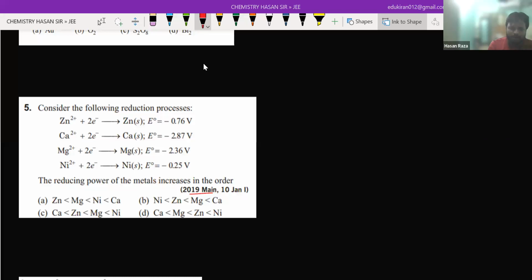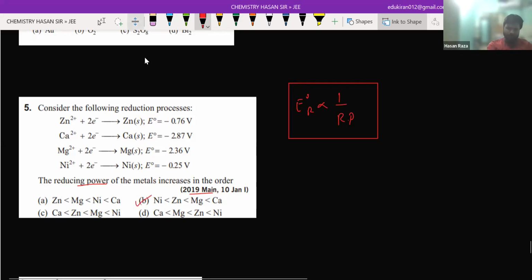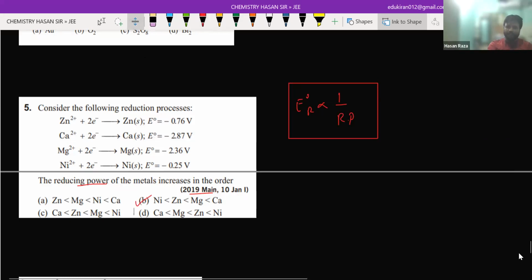RD is not the correct answer. See, you need reducing power. If the values of E naught R are inversely proportional to reducing power, which one will have the maximum reducing power? Very good. Now it's correct. Dvayamsha sir, S and D. Yeah, now it's correct.